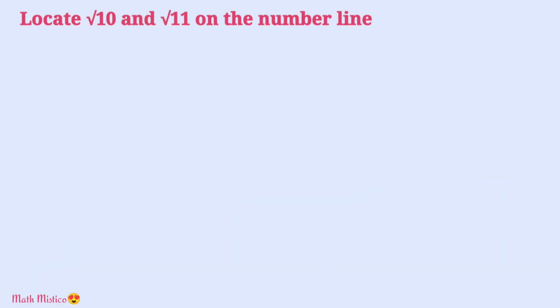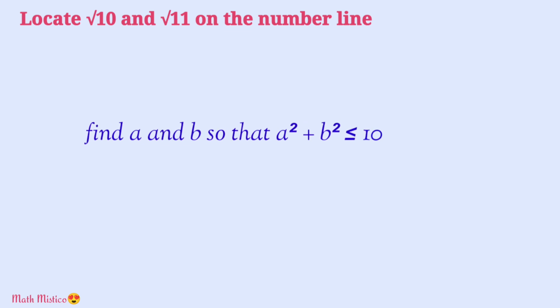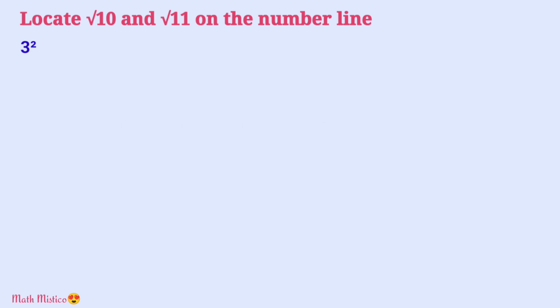So the first step is to find out two whole numbers or natural numbers, the sum of whose squares is either 10 or just smaller than 10. So if we choose the numbers 3 and 1, using the Pythagorean theorem, 3 squared plus 1 squared is equal to 9 plus 1, that is 10, which is equal to root 10 squared. This means we are going to use the numbers 3 and 1 for our construction.